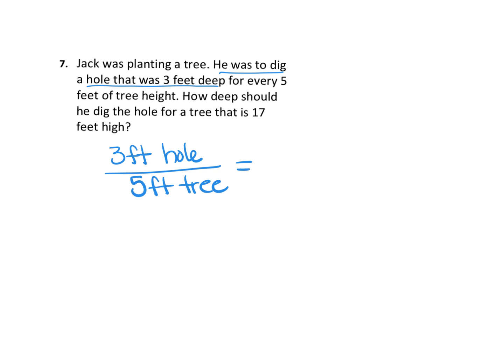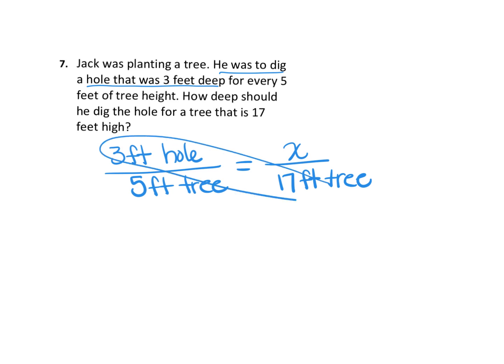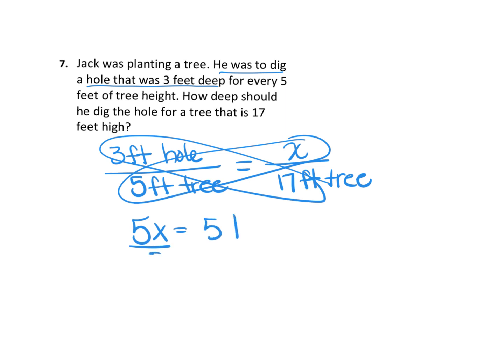All right, so if he has a tree that is 17 feet high, we need to make sure that we put the 17 feet tree on the bottom. And then we're looking to see how deep of a hole he's going to need. All right, so I'm going to cross multiply and divide. So I'll take 5x is equal to 17 times 3. And you get 51. All right, now let's just isolate the variable. And you should get then a hole that is 10.2 feet deep if you have a 17-foot tree.